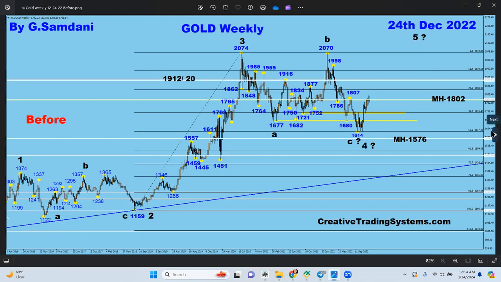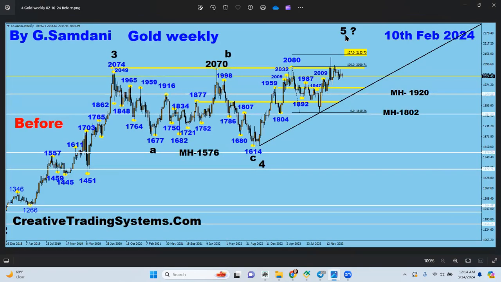I made tons of charts in between. This is December 22, so the whole year of 23. Many charts I made, and I'm just going to show you the last few. And this is the target. This is the chart I made in February 24. In between there were a lot of charts and a lot of ups and downs, and I was tracking every step of the way. Finally, this is the chart I made on the 10th Feb.